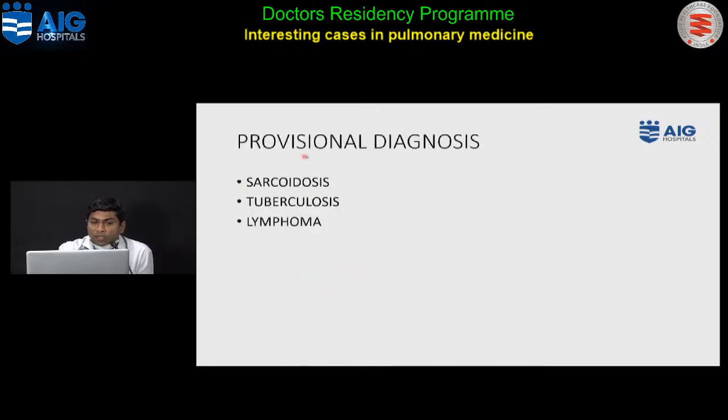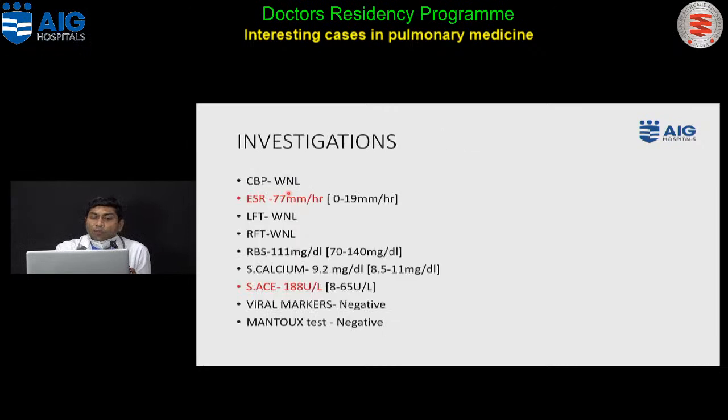These were the differential diagnoses which we have considered. She was given anti-TB treatment before she came to us, but looking at the pattern of the nodules, we felt that the patient might be having sarcoidosis. This is the typical pattern of sarcoidosis. And one more differential which we considered, in view of the generalized lymphadenopathy, was lymphoma.